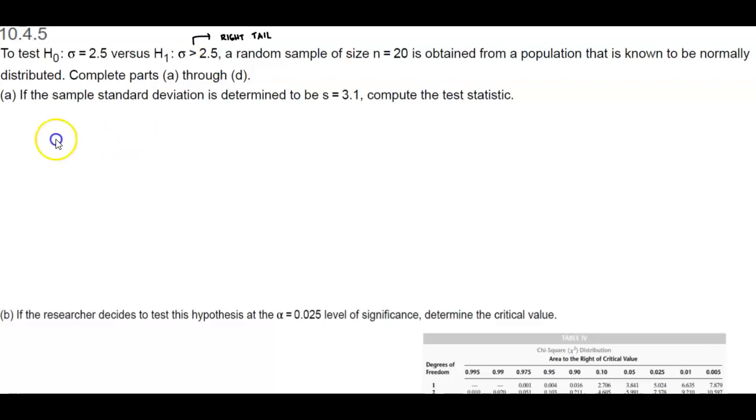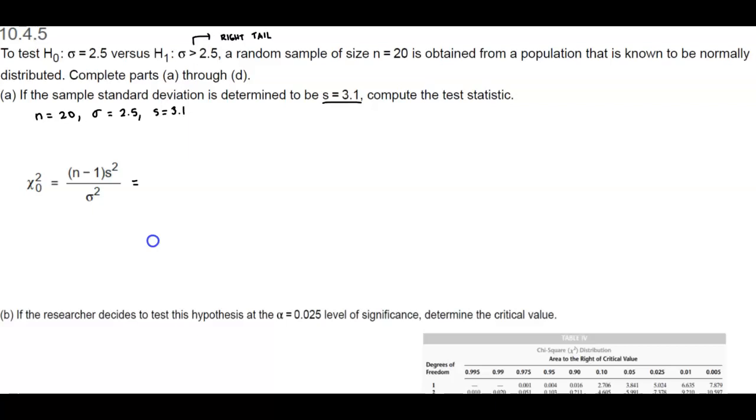Now, in part A, it says if the sample standard deviation is determined to be S equal to 3.1, we're going to compute the test statistic. So here's our formula for the test statistic. First we need to know the sample size, which is given as 20. The population standard deviation in the null and alternative is equal to 2.5, and we're given the sample standard deviation S equal to 3.1.